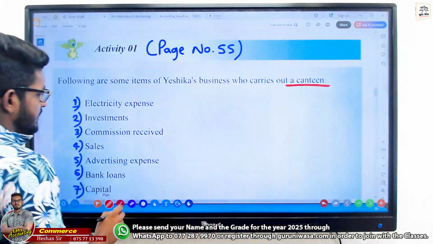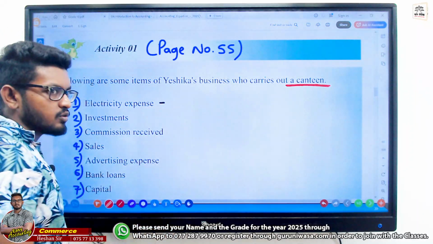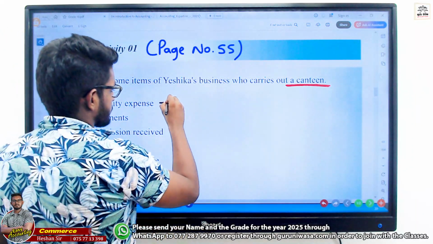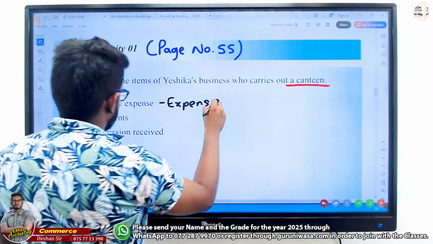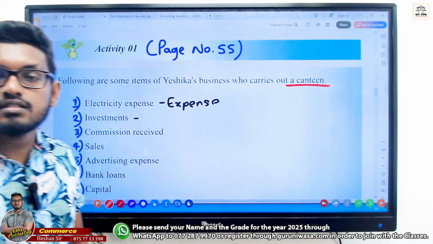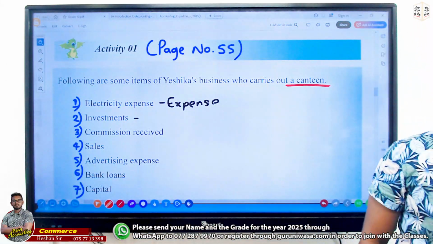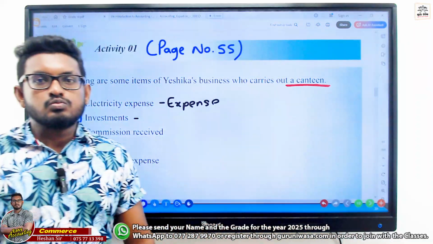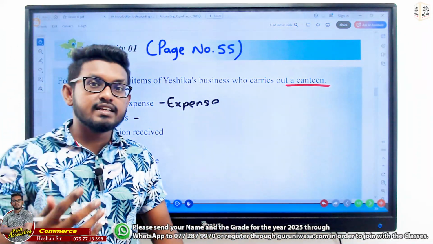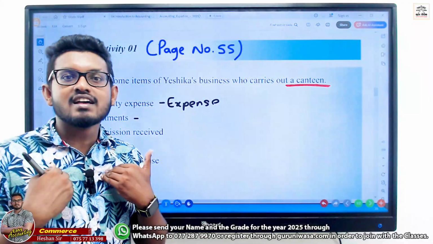Okay, first one. Electricity expense. What is it? Unmute and tell. Expense. Unmute and tell me, everyone. Investments. Equity. Investments. Equity. No. Stock income. No. Investment. Asset things. When we invest money, it is our assets.